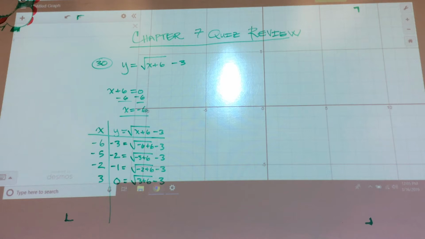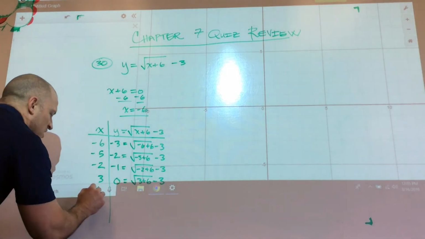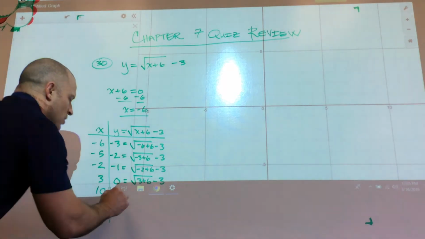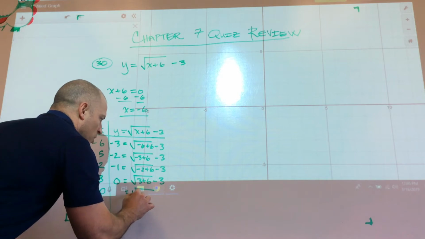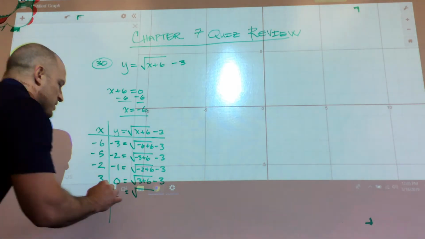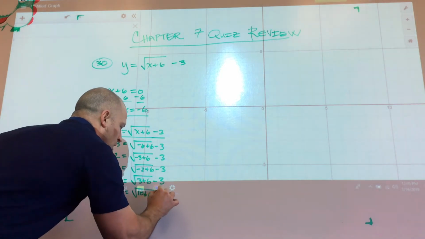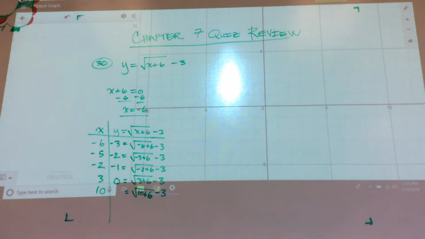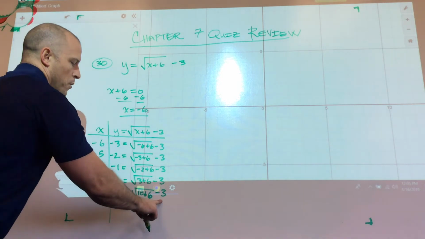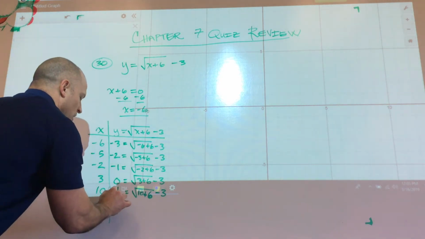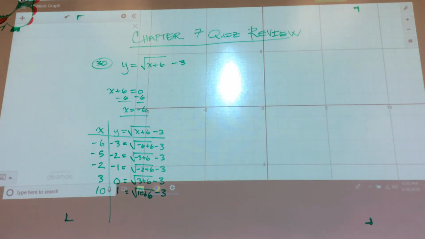If we wanted to go even one further, we could. I think this will go off our graphing chart of what you can see on the screen, but we'll just go ahead and do it. 10. An x of 10 also gives us a nice value. We do the calculation. We're going to put in 10 plus 6 under the radical, all minus 3. Well, that's going to be square root of 16, which is just 4. 4 minus 3 would give us positive 1. So that gives us a pretty good selection of x, y values.